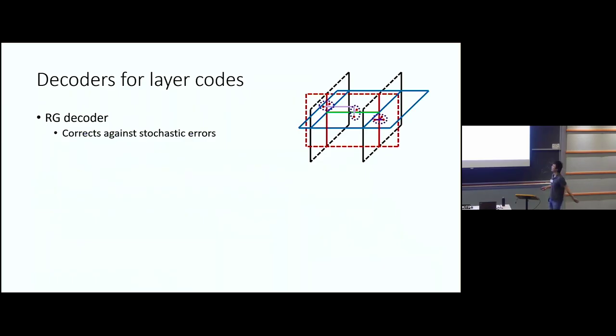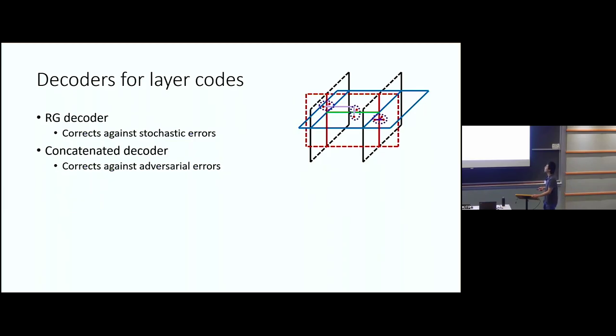But we have this RG decoder for layer codes, which is good against stochastic errors, so we can prove a threshold for this kind of decoder. This kind of decoder works by clustering these syndromes together, because if the errors are local, then the syndromes are not going to be too far apart. So that's why we expect the clustering to be good for this.